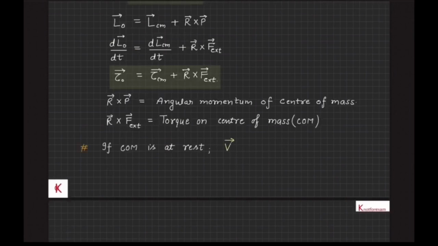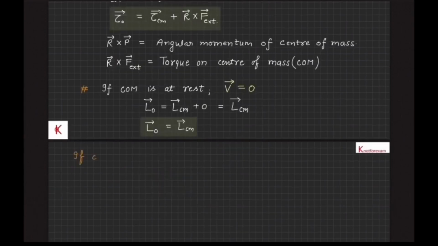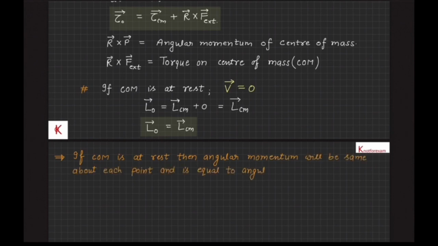If center of mass is at rest, that is V vector is equal to 0, then LO vector is equal to LCM vector, that is angular momentum about point O. That means angular momentum about point O is same as angular momentum about center of mass if center of mass is at rest. Also from here we can understand that in this case net angular momentum will be same about each point and is equal to angular momentum with respect to center of mass. Here angular momentum about center of mass is also called internal angular momentum of the system.